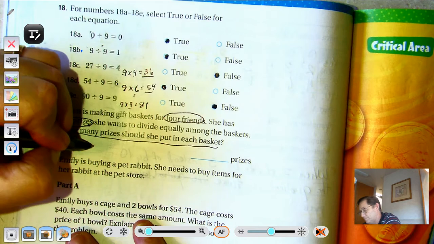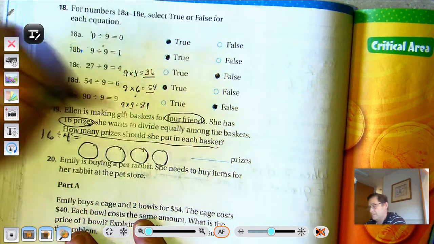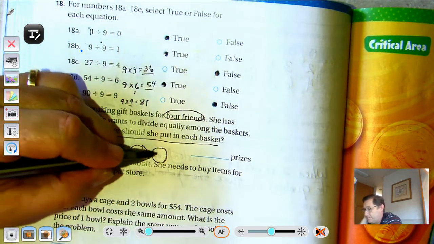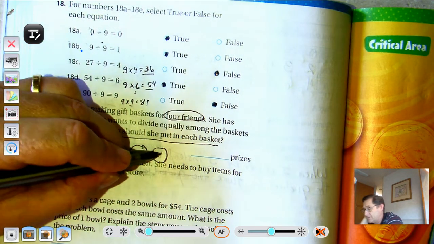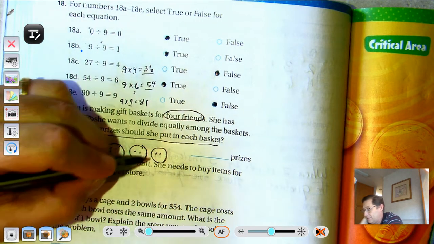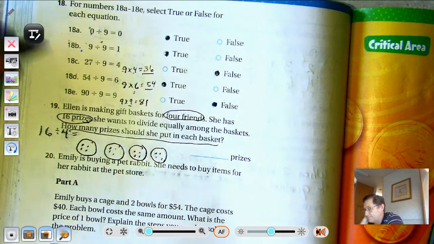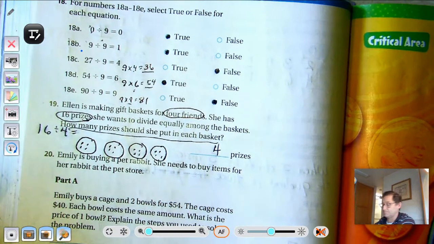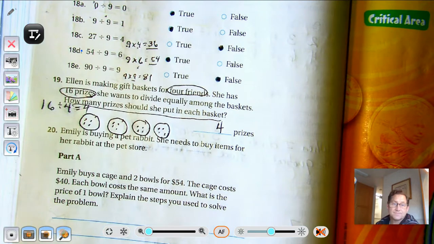Okay, well, so those are the 4 friends, and you have 16 prizes. 1, 2, 3, 4. Keep adding 1 to the circles, to the groups, until you've used all 16. That's 8, 9, 10, 11, 12, 13, 14, 15, 16. So we have 4 prizes in each basket. And that makes sense. 16 divided by 4 is 4. 4 times 4 is 16.